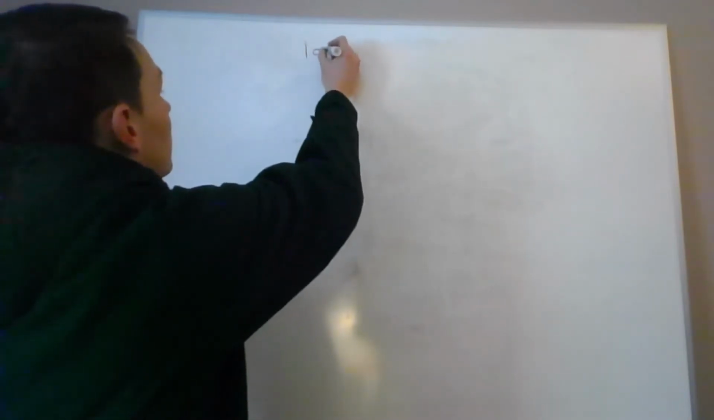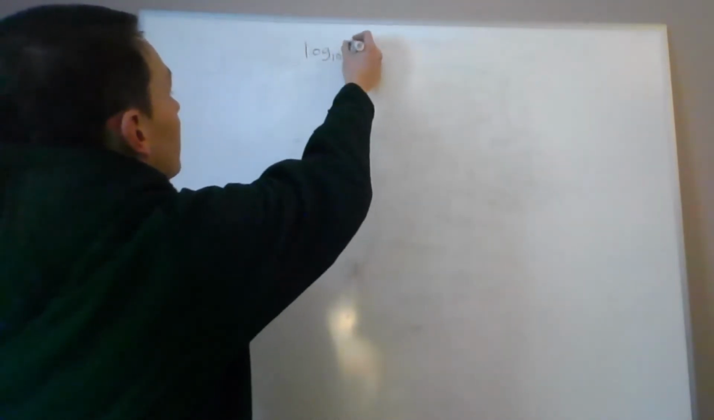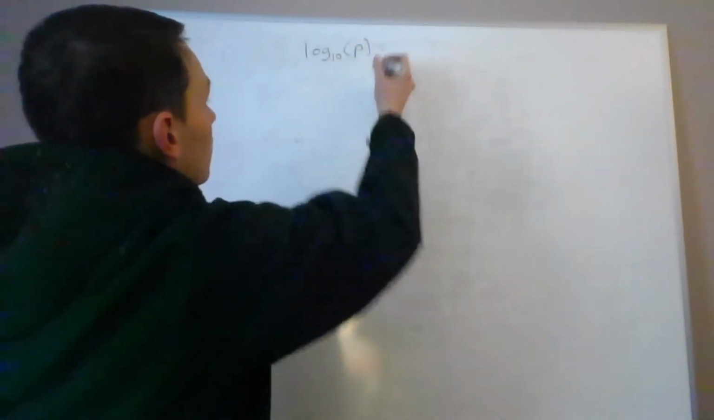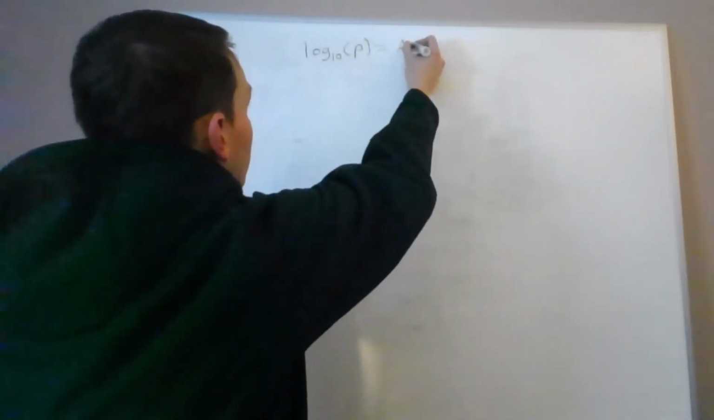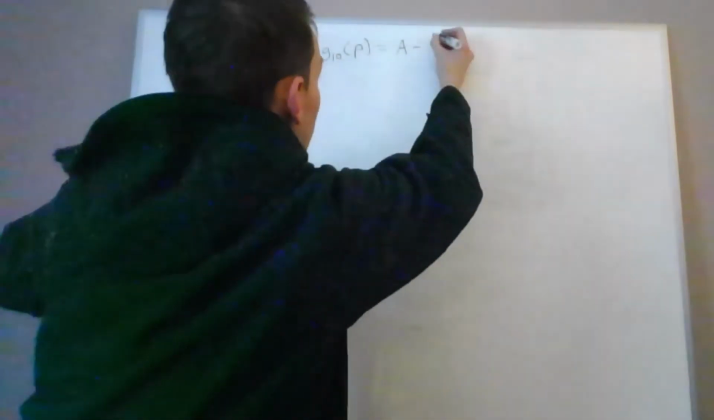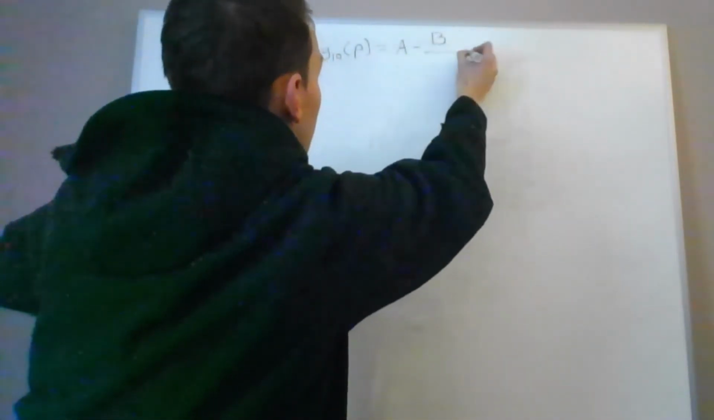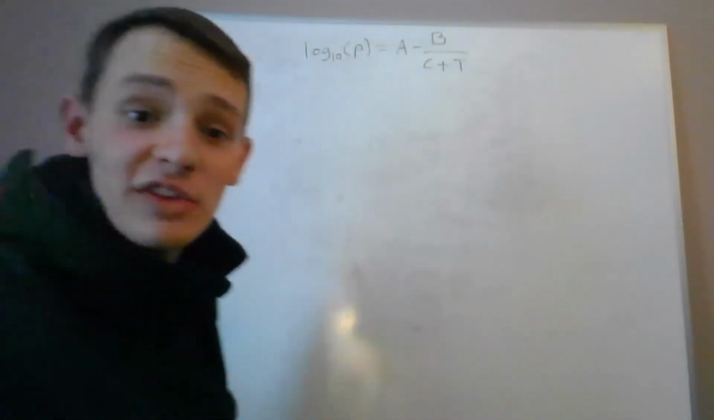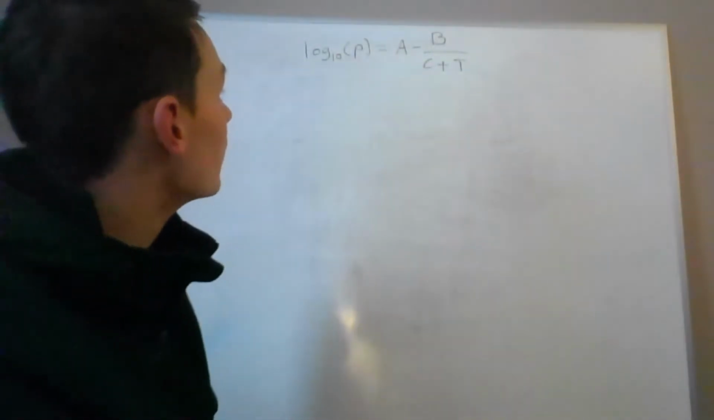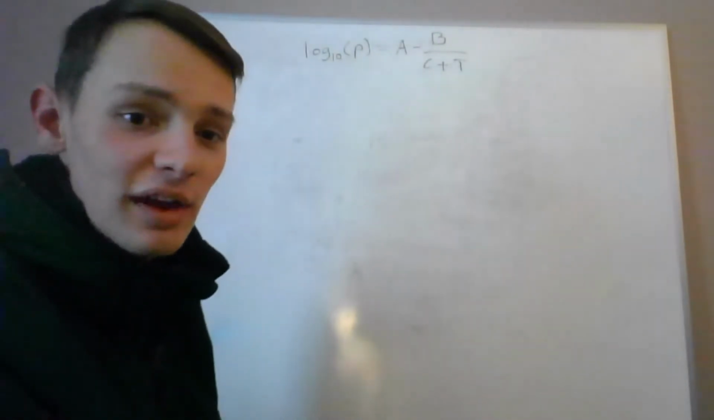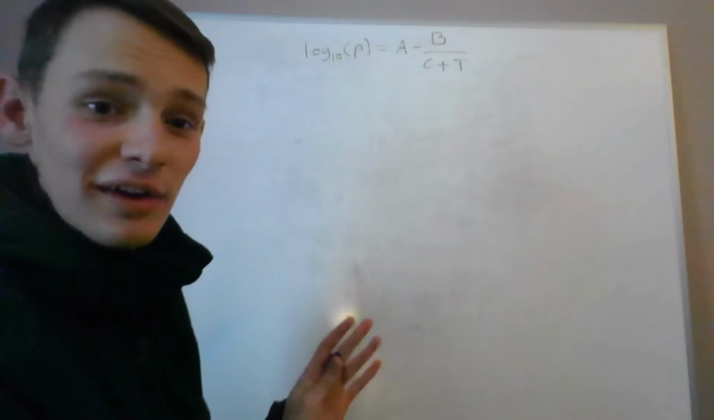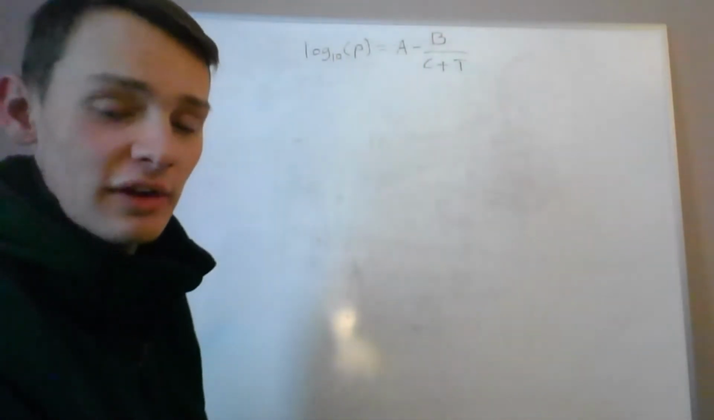The Antoine equation is defined by the log base 10 of our vapor pressure values equal to coefficient A minus B divided by C plus the temperature T. So you might be looking at this and thinking to yourself, how the heck is this an equation that we can do a linear regression for?